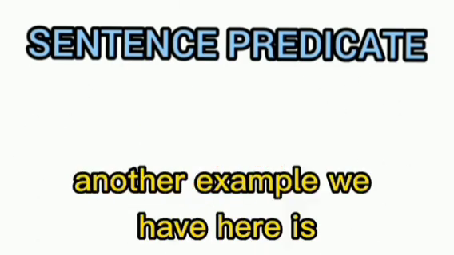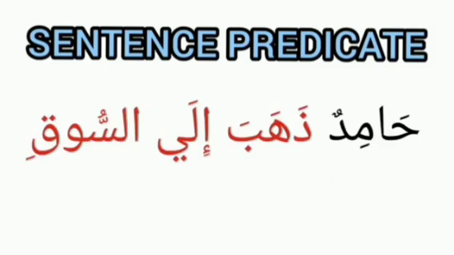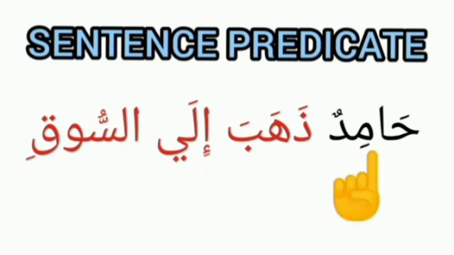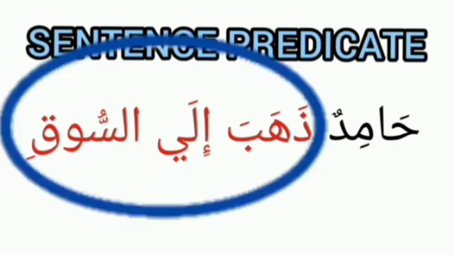Another example we have here is Hamidun zahaba ila suqi, which means Hamid went to the market. Hamid is the subject and zahaba ila suqi is a verbal sentence coming as a predicate for Hamid.